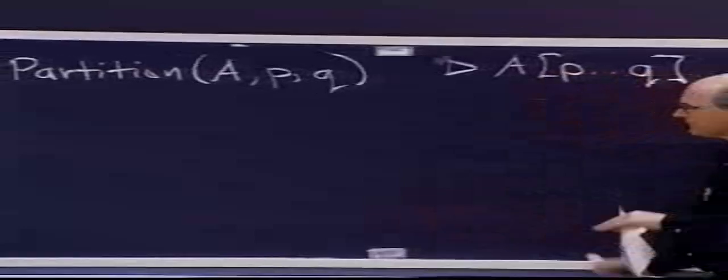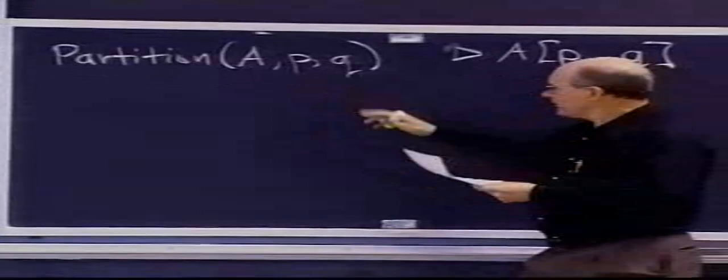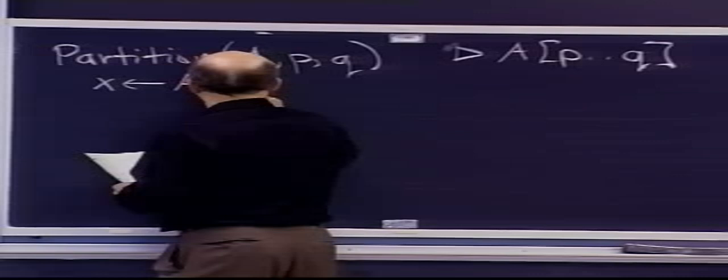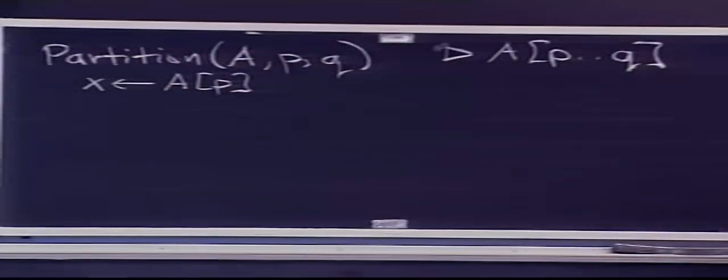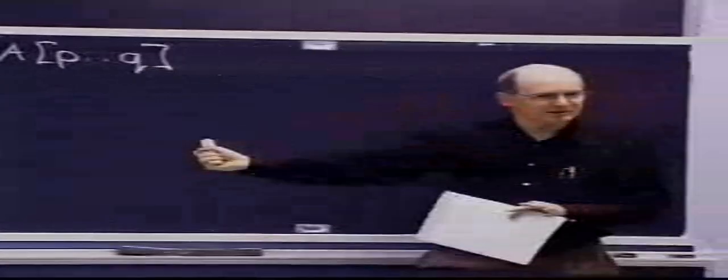So I call it partition of A, P, Q. And it's basically working on the subarray A from P up to Q. So it's taking that piece of the subarray and it's going to partition it. The first thing it does is it uses the first element, A of P, of the array as the pivot. It just takes the first element and says, that's my pivot. Now, the version in the book takes the last element and uses it as the pivot. I don't care which partitioning algorithm you use generally for the things you're doing.